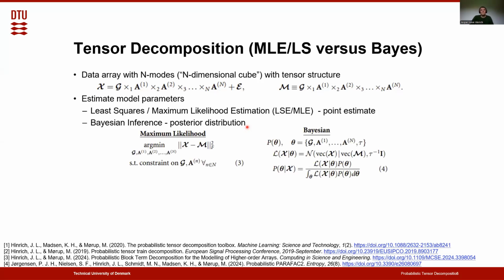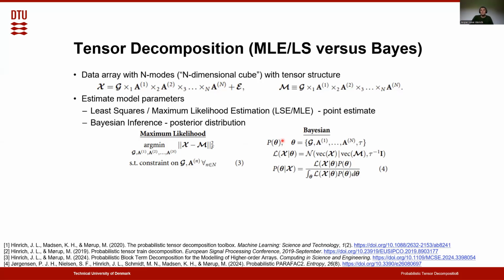So the very high-level approach looks like this. Maximum likelihood: you take your data, you subtract your model, then you measure the error, and then you try to minimize this error, possibly subject to some constraints on the core matrix and the factor matrices.